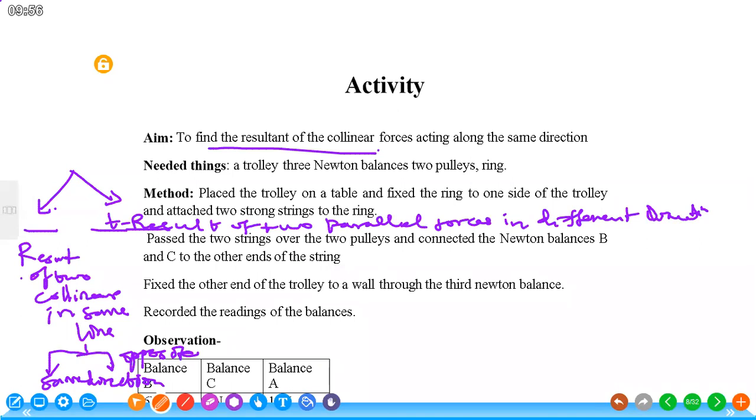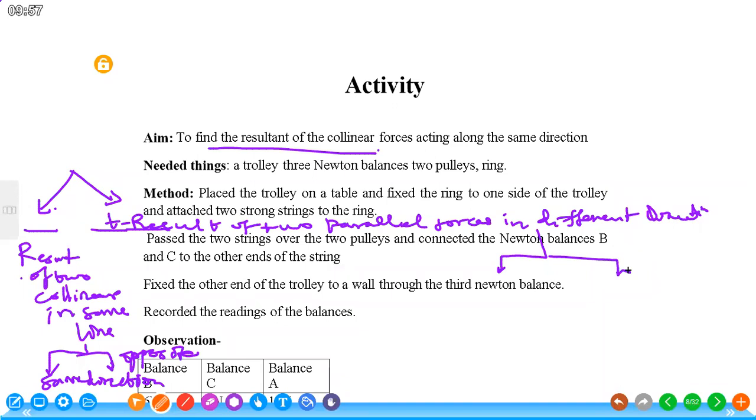Here also, the two parallel forces can be classified into two ways. The one, result of two parallel forces, and result of two inclined forces. Right, now we are going to move to the activity, result of parallel forces.